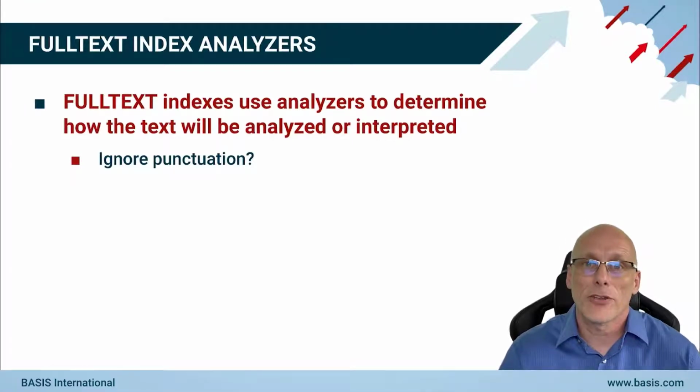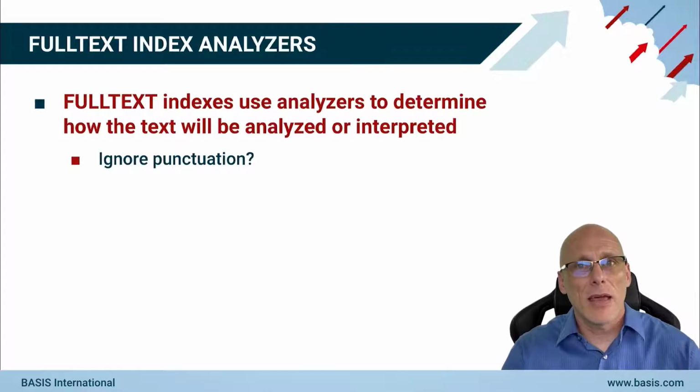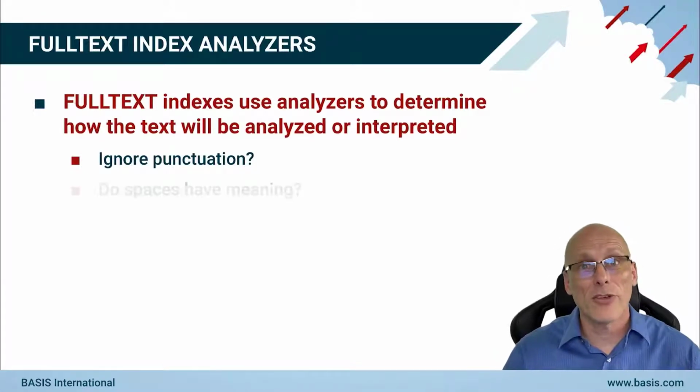Well, in a typical English sentence, we might just drop the punctuation because it's stuff that we're not particularly interested in. We're more interested in the individual words. But a part number, we might need those punctuation marks in there.